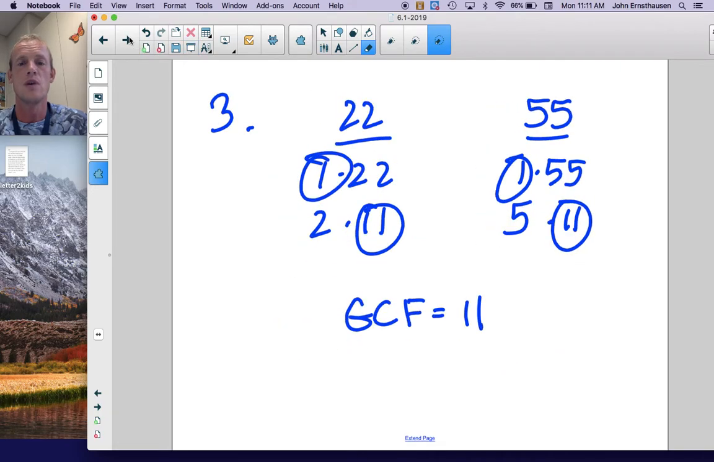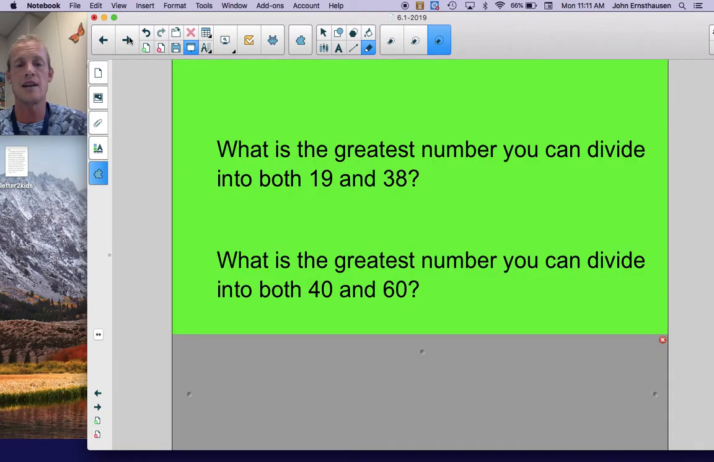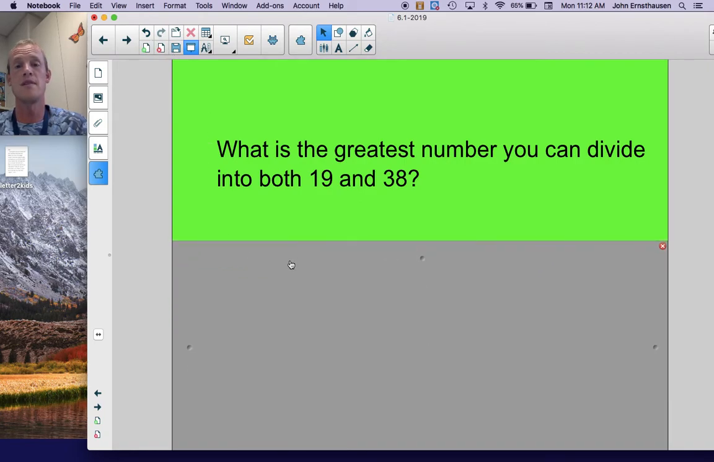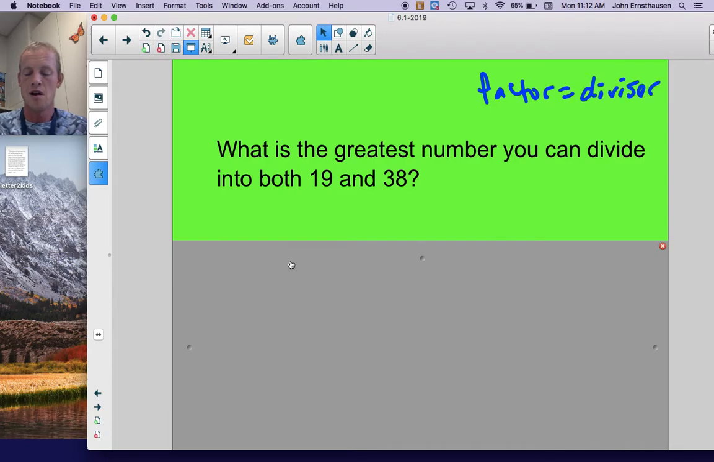Okay, we're going to keep working with GCF today, and you're going to see some questions a little bit like this. So I want you to grab your calculator, pause the video. Okay, hopefully you're back. What is the biggest number, the greatest number you can divide into both 19 and 38? Remember, a factor is the same thing as a divisor. So this is just another way of saying what is the GCF. So pause the video and try to find this out.